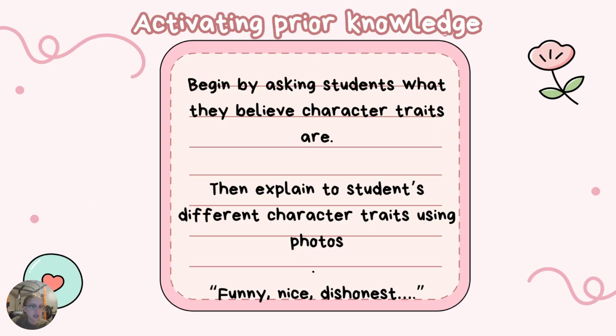During the activating prior knowledge, I'm going to be at the front of the room. I'm going to ask students what they believe character traits are to just get their minds flowing and see what information they already know about character traits before we begin the lesson. Then I'm going to explain to students the different character traits using photos. Funny, nice, and dishonest are the ones that we're going to cover in activating prior knowledge. So I'll just bring in pictures of someone laughing, someone hugging someone, and so forth.